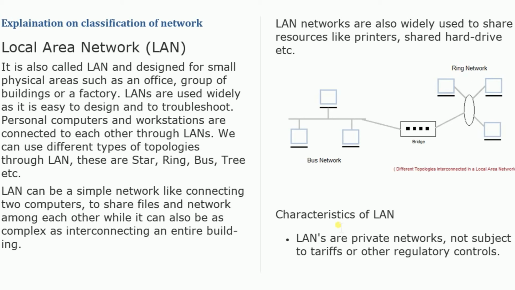LAN can be a simple network like connecting two computers to share files and network among each other, while it can also be as complex as interconnecting an entire building. That means it may be a connection of two computers, it may be a connection of hundreds of computers. LAN networks are also widely used to share resources like printers, shared hard drive, etc.